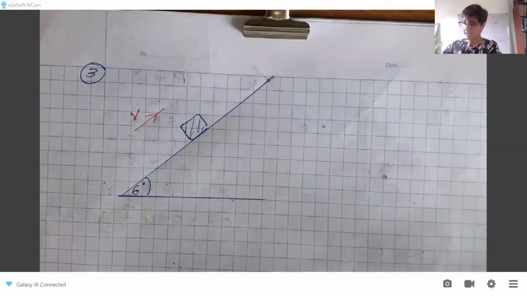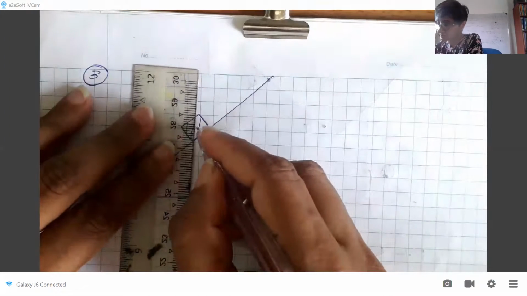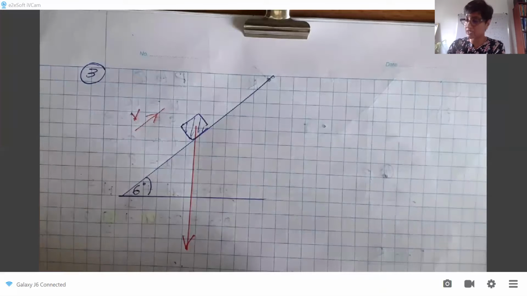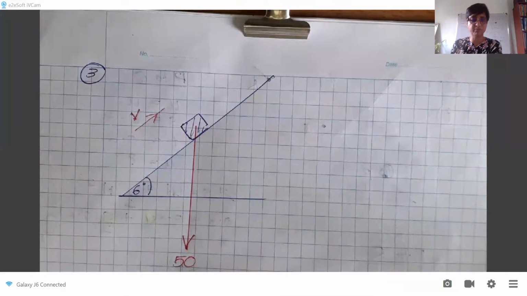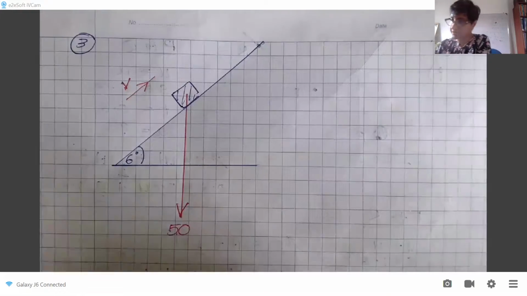It's not accelerating. It's moving at a constant speed. Okay. And let me start marking the forces acting on this. The weight downwards. Mass is 5, so the weight would be 50. Weight would be 50. Reaction force.